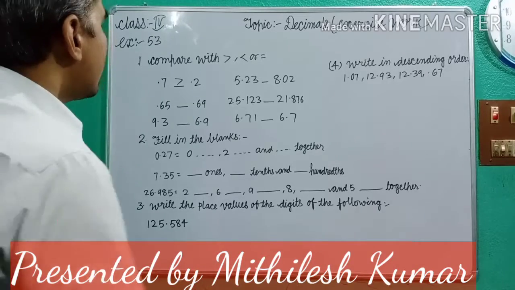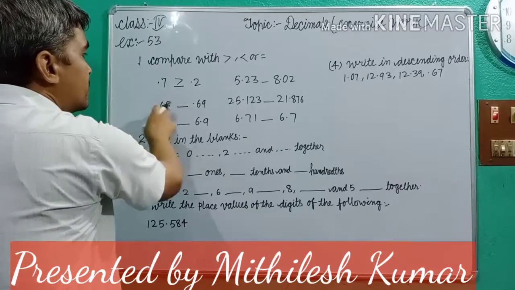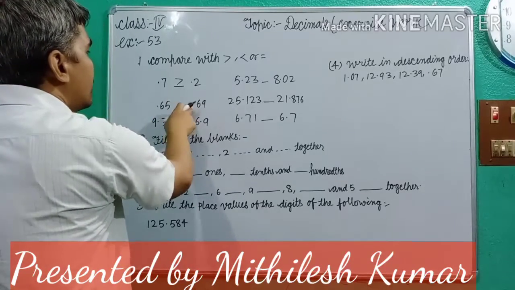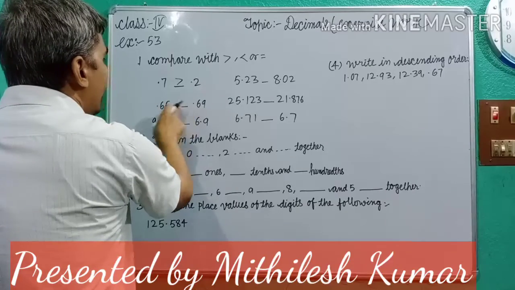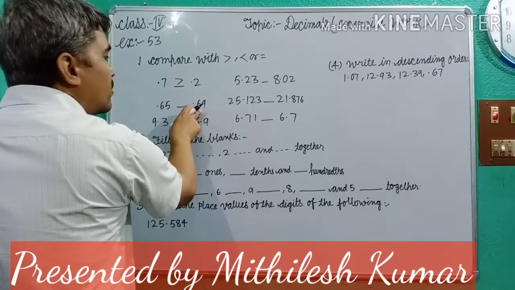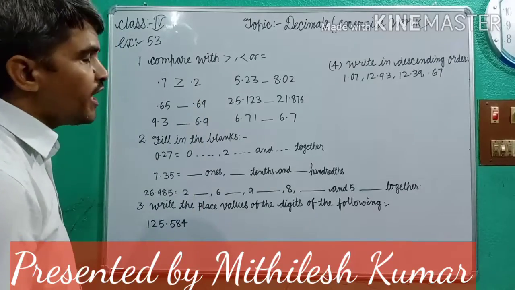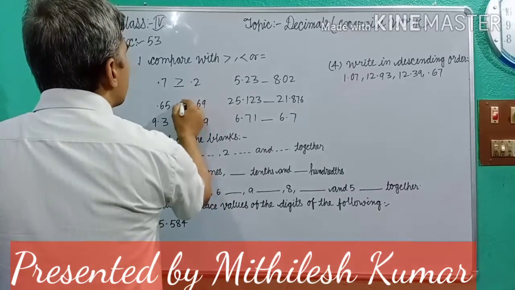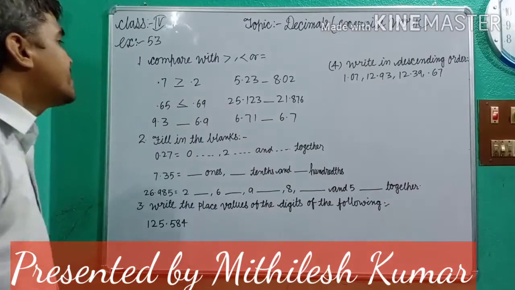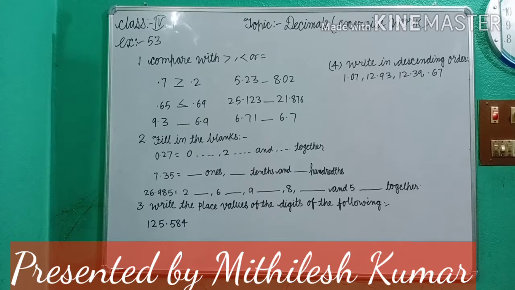Now the second question. Here there are no whole parts, and here there are no whole parts. After the point, here 6 and here 6. And here 5 and here 9. Which is greater? 9 is greater, so 0.69 is greater than 0.65.